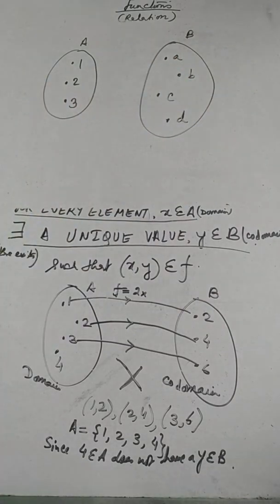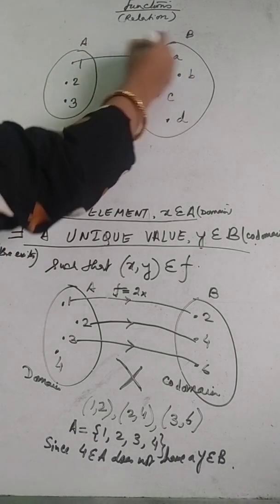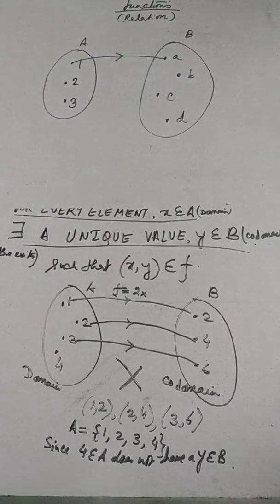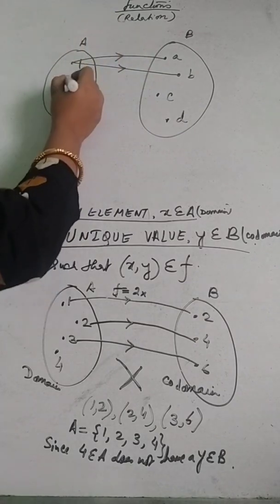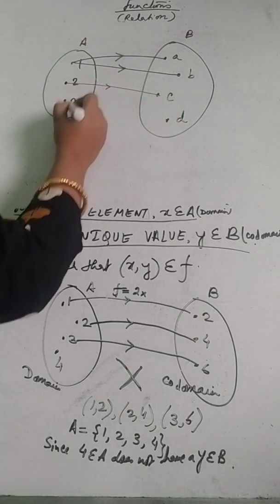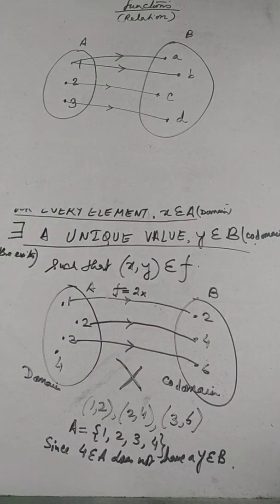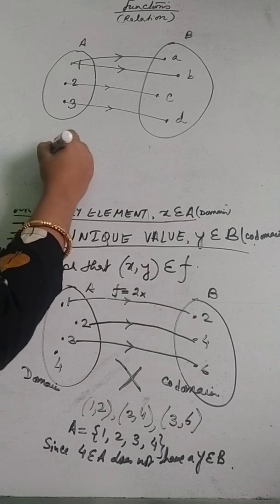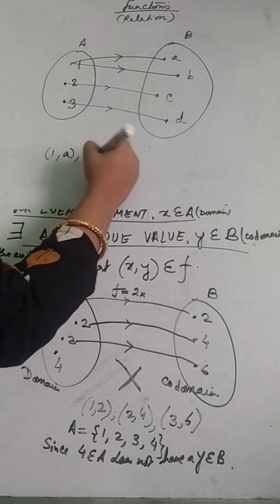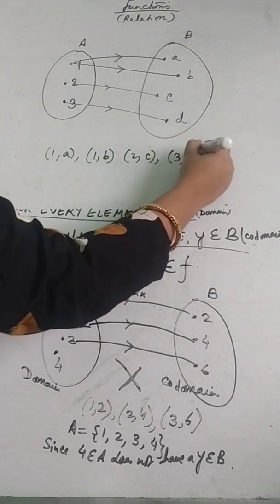4 elements are here. And there is a function, a relation, from 1 to a, whatever the expression may be, we are not concerned with that right now. And 1 is also having a value b, 2 is having the value c, 3 is giving me the value d. Suppose this is the situation. So if I write it in listed form, then what is actually the set? The relation, it is (1,a), (1,b), (2,c), and (3,d).